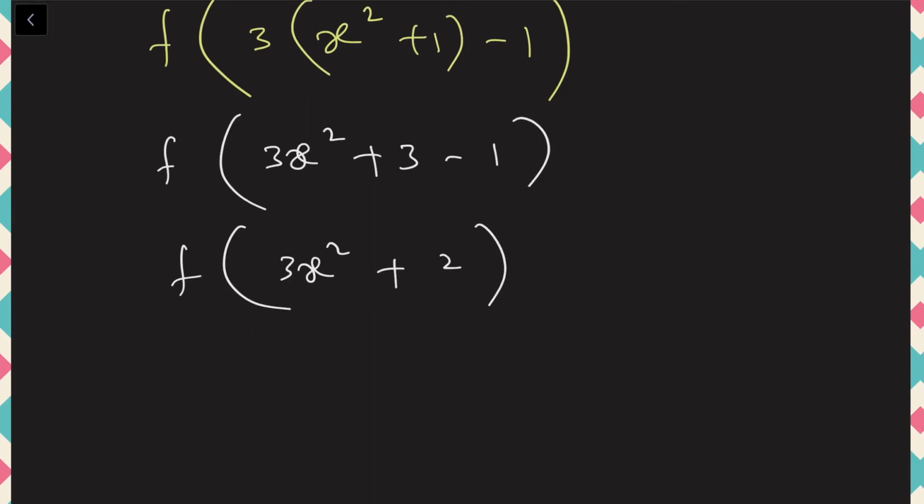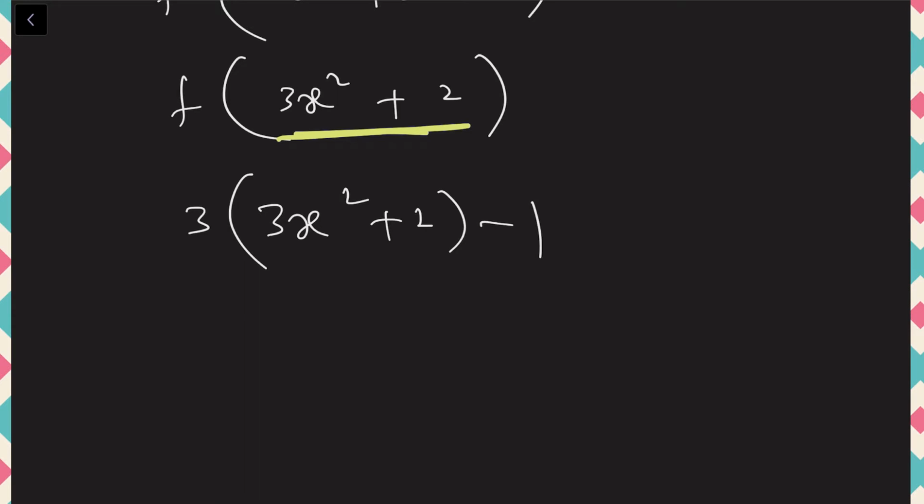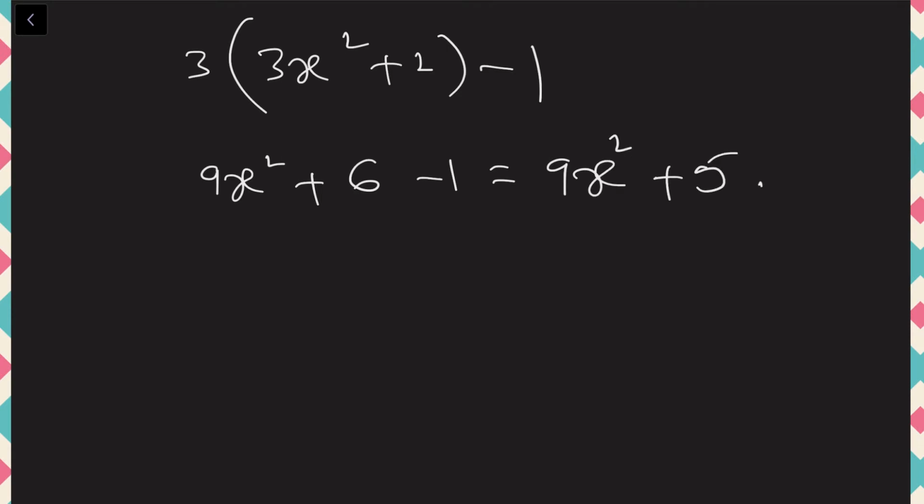Now, what is the value of f of 3x square plus 2? This total 3x square plus 2, we need to substitute in the place of x in the given function f. That is 3x minus 1. 3 into, in the place of x, 3x square plus 2 minus 1 as usual. If you simplify, 3 into 3x square, that is 9x square plus 3 2s are 6 minus 1. So if you simplify it, 9x square plus 6 minus 1, it is plus 5. So the value of f of x square plus 1 is nothing but 9x square plus 5.